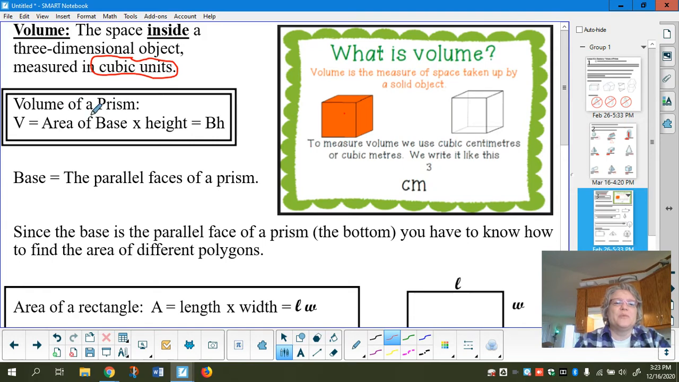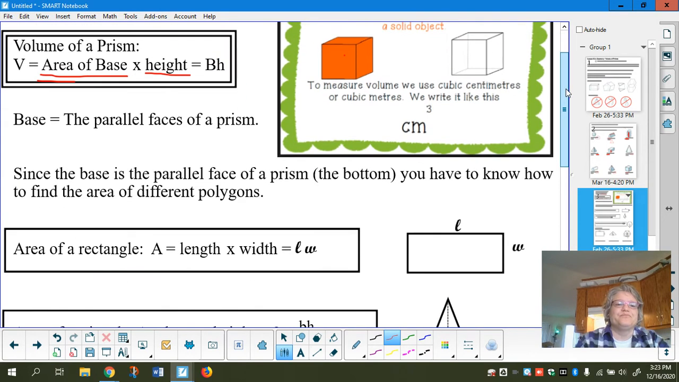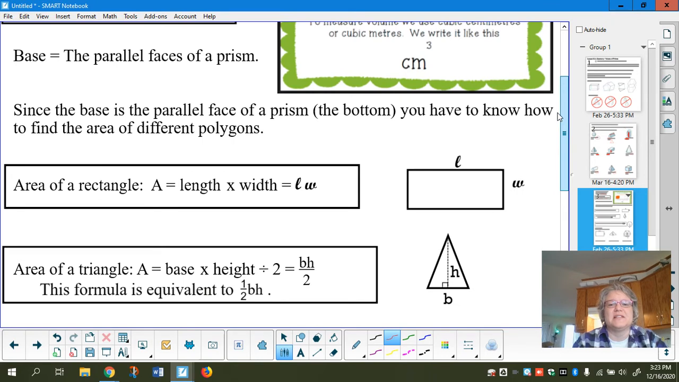To find the volume of a prism, you take the area of the base. Now again, area is what we just finished learning about, so that was the purpose for that. The area of the base times the height of the prism. We write that as capital B, which stands for area of the base, times the height. So this does not mean a base length or a base width, it means the area of the base. I will usually write out area of the base times the height instead of capital BH, but that's what that means. Remember, the base is the parallel faces of a prism.